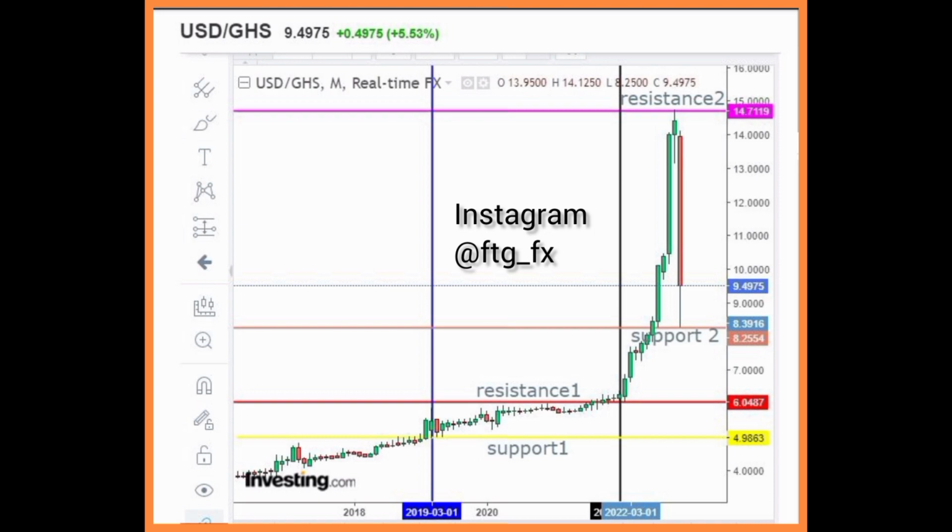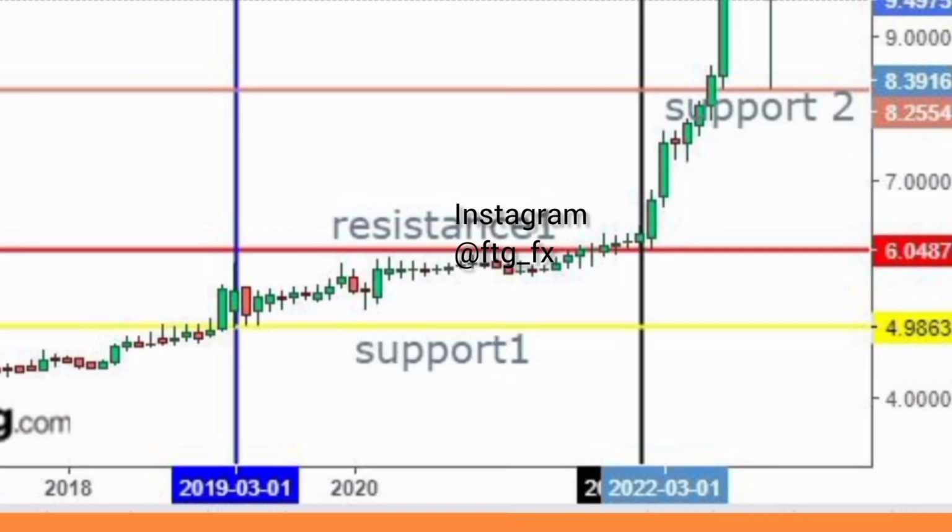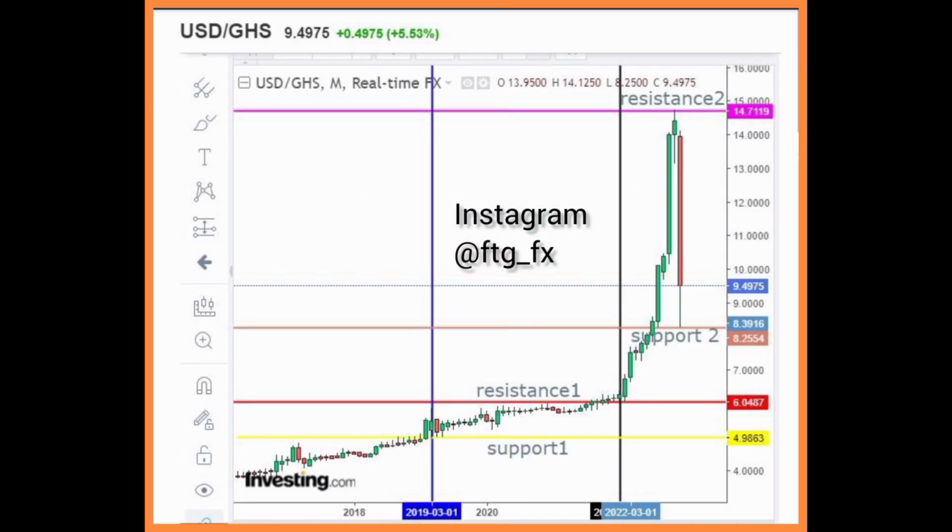When a new trend is formed here, or when resistance 1 is broken, what that means is we're going to need a lot of Ghana Cedis, above 6 Cedis, to be able to buy $1, and that implies that the Cedi was going to be weaker. In 2022, resistance 1 got broken and the Cedi started weakening. So now instead of using 6 Ghana Cedis to buy $1, you now need more than 6 Ghana Cedis to buy $1.